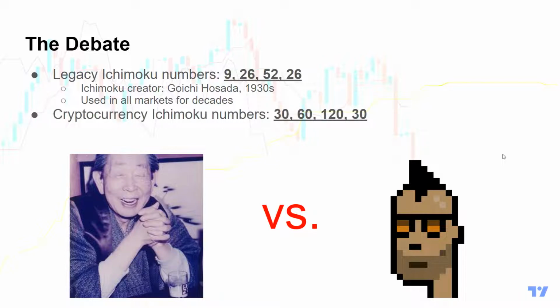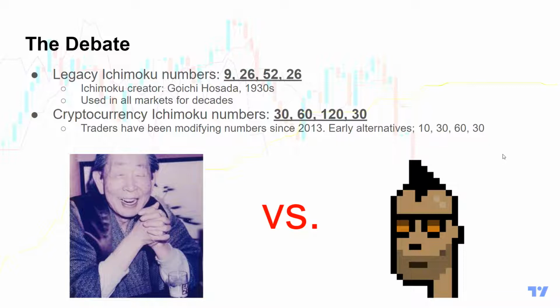More recently, numbers have been proposed that are better for Ichimoku. Traders have been modifying these numbers since 2013, as long as Bitcoin's been traded. I did a little bit of research to try to find the origination of these. The early alternative was to round things up to 10, 30, 60, 30. And then that evolved into the current iteration, which I'll credit with the YouTuber Josh O. Sorry, Josh, I don't know how to pronounce your last name, but that's the debate. And this has been adopted by much of the cryptocurrency scene as the better alternative.